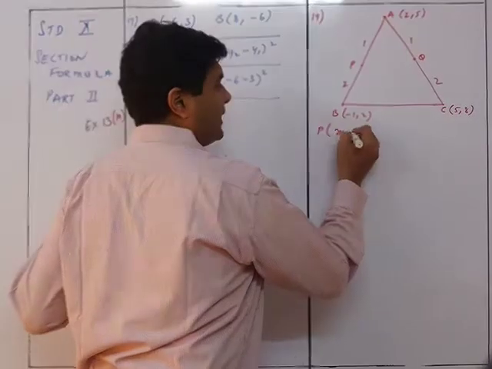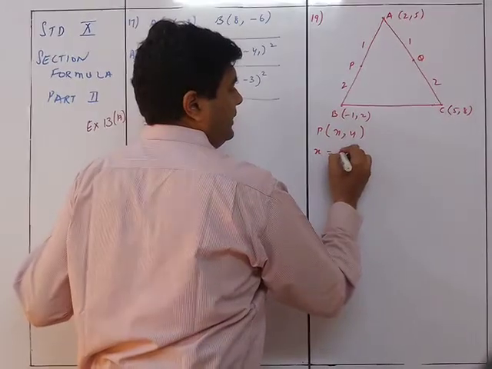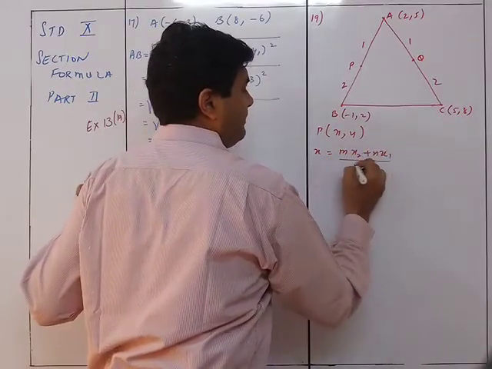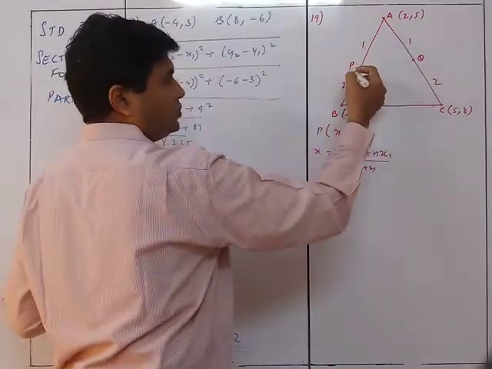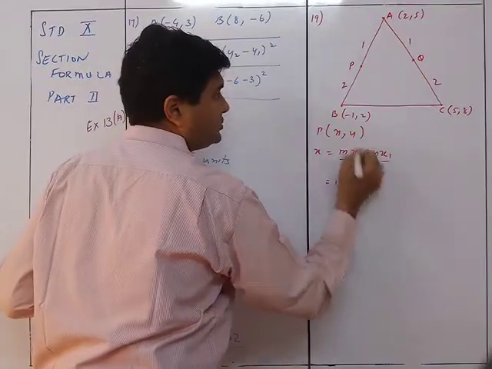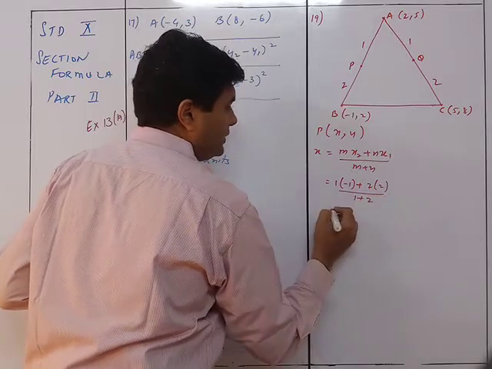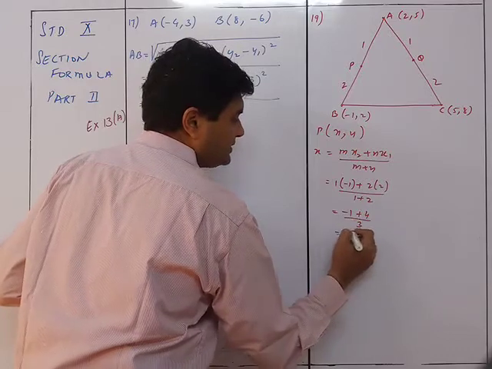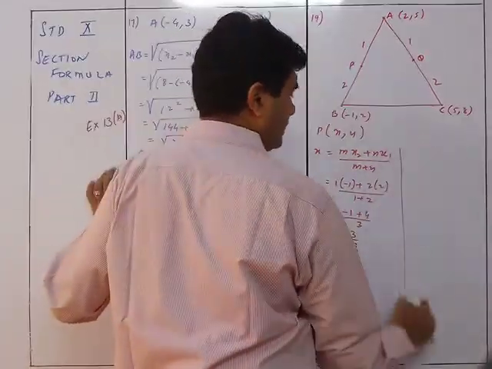P is (x, y). The first part is x is equal to (m x2 plus n x1) upon (m plus n). So that will be m is 1. So 1 into minus 1 plus 2 into 2 upon 1 plus 2 is equal to (minus 1 plus 4) upon 3. That's 3 upon 3, which is equal to 1.